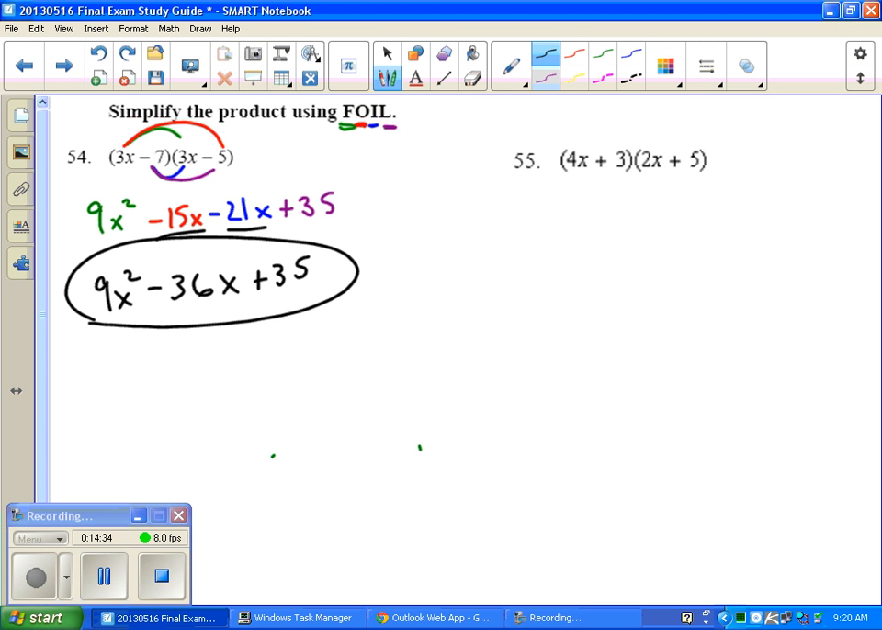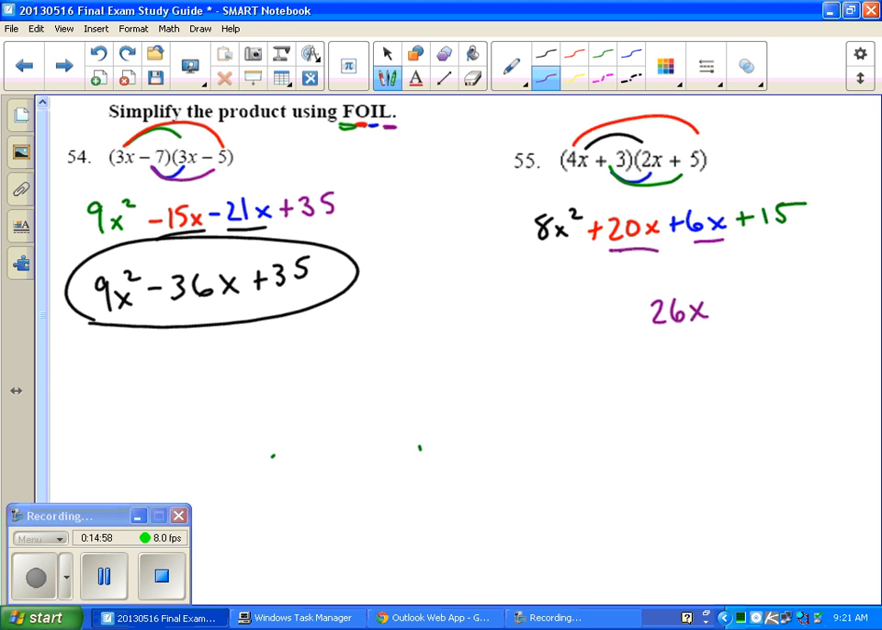FOIL out the second one. Your first term, F, 4x times 2x is 8x squared. Your outer terms, 4x times 5 is plus 20x. Your inner terms, 3 times 2x is plus 6x. And your last terms, 3 times 5 is plus 15. Again, you can combine what's inside the middle, just like we did on the last one. 20x plus 6x is 26x. Bring everything else down. 8x squared, plus 26x, and plus 15.